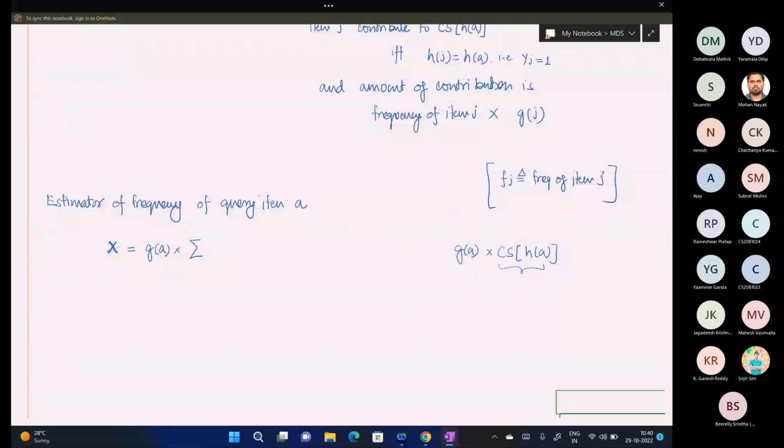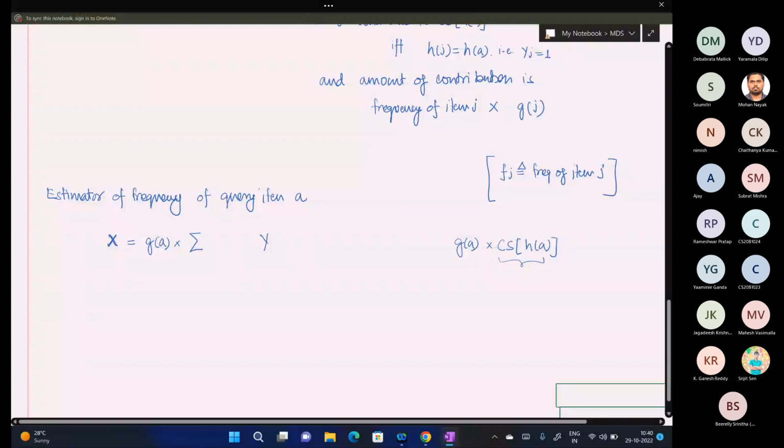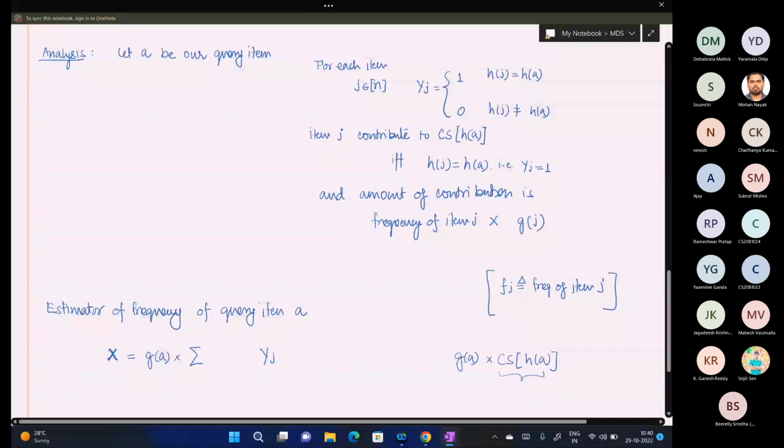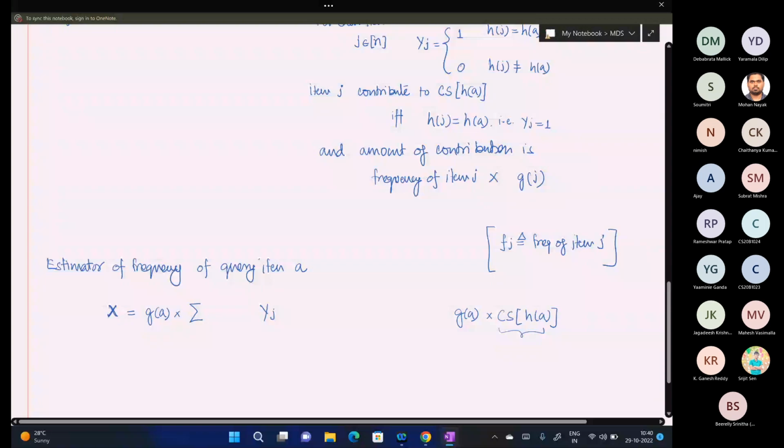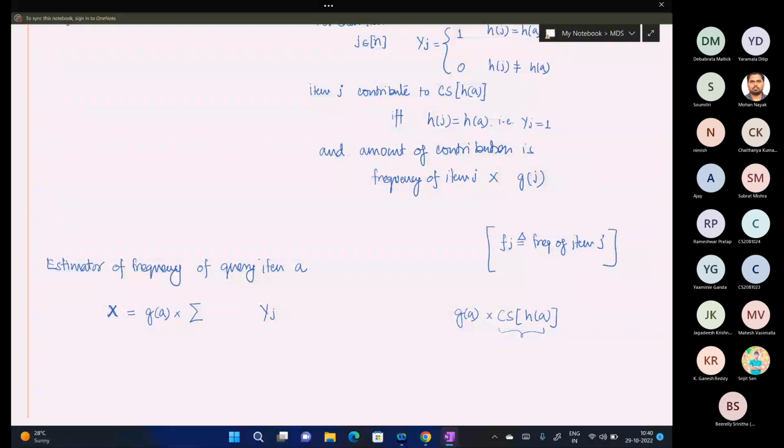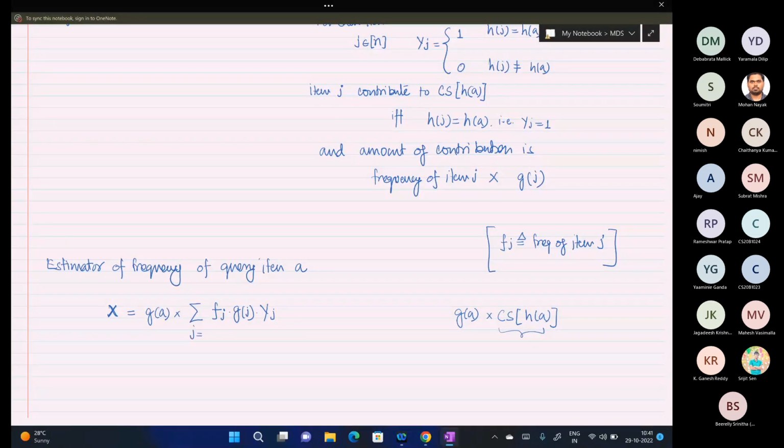Okay. So first I'll write this indicator random variable yj. Yj takes value 1 if h of j is equal to h of a and 0 otherwise. So it will add up the contribution of only those entries which mapped into the same bucket in which A has been mapped. And their contribution will be basically their frequency times their sign value. And this will add up for all the elements in the universe.